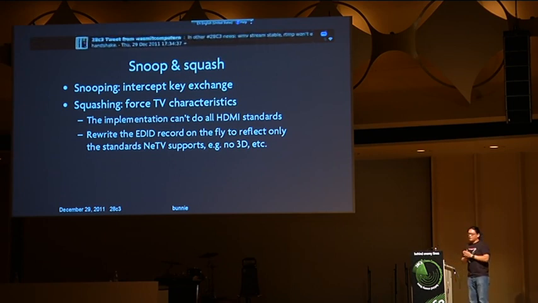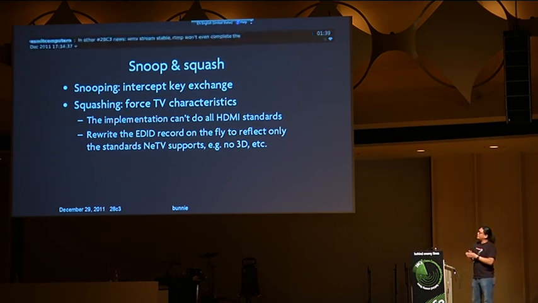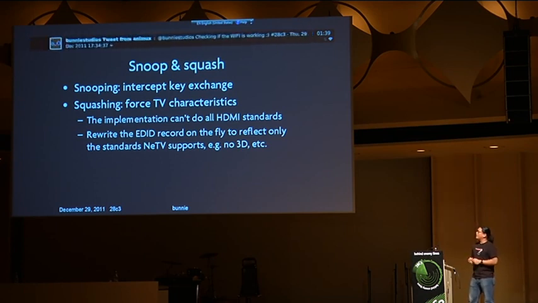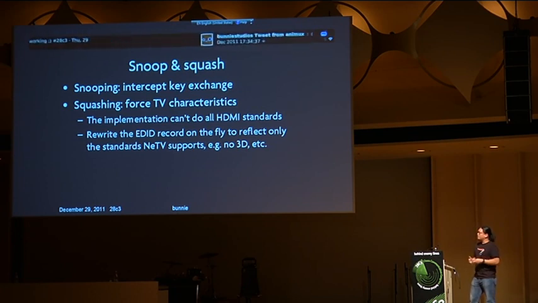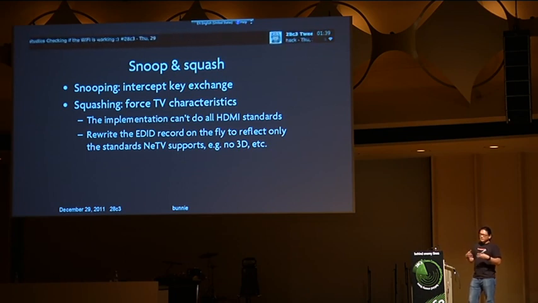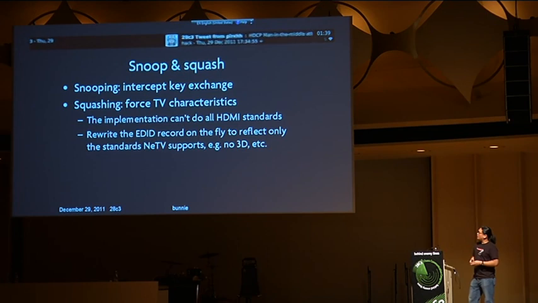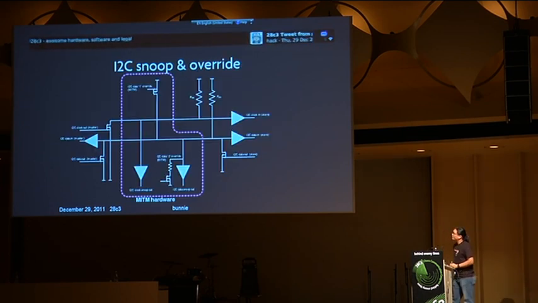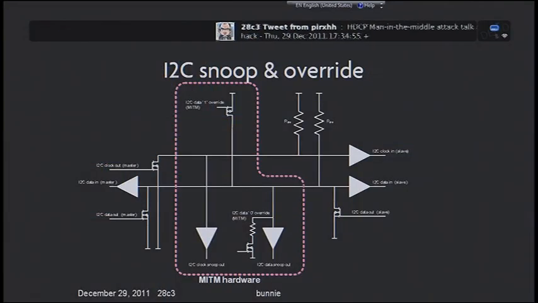There are two things that we need to do. We need to snoop it, and we also need to squash it. Snooping is easy: you just watch the key exchange and see the bits go by. The squashing is a little more complicated and interesting. With squashing, you basically want to force the TV to have only the characteristics that we support. The reason is that some TVs have 3D TV, some do strange scan modes that we don't support, and we would like this to work as a seamless consumer experience. So we actually rewrite the EDID record on the fly as it's negotiated back and forth between the TV and the set-top box.